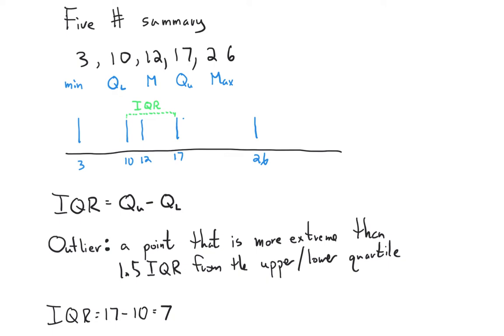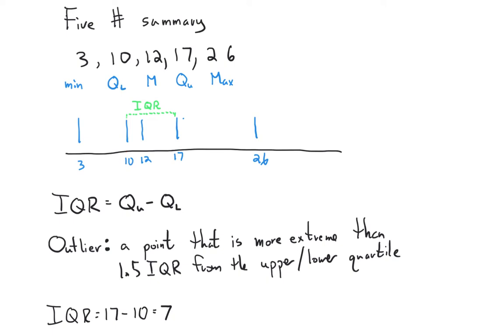And for this example, we have an upper quartile of 17, a lower quartile of 10. So the interquartile range is 7. The distance from the upper quartile to the lower quartile is 7.